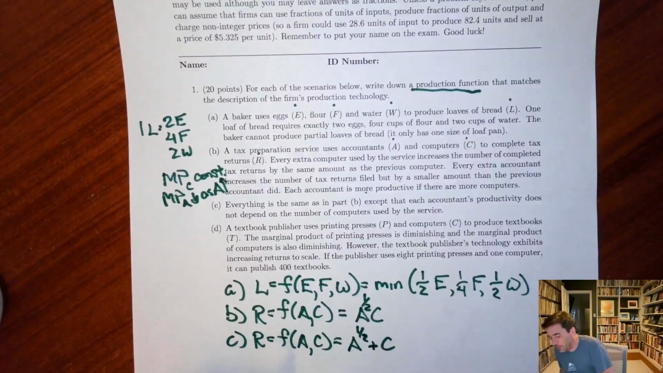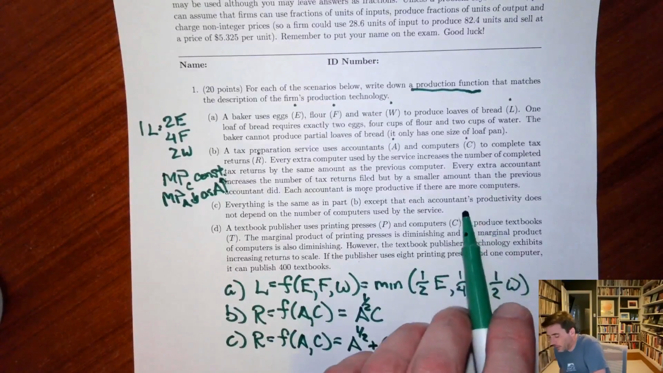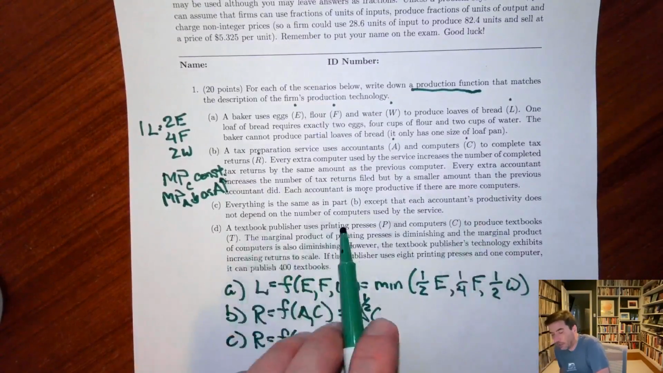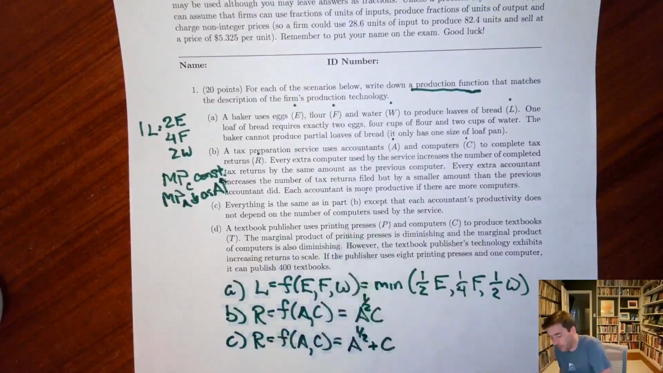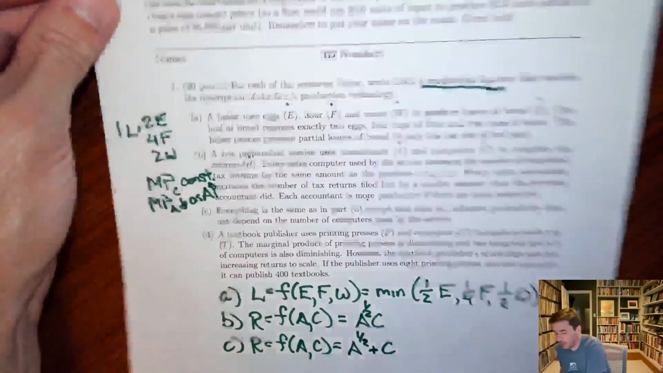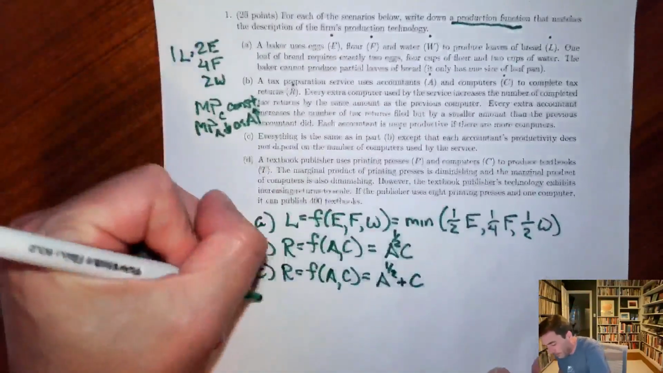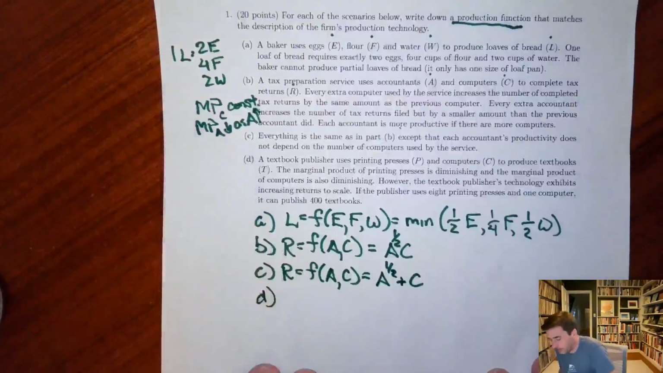When I take the derivative of this function with respect to A to get the marginal product of A, that C is going to disappear. That's how each account's productivity is not going to depend on C, the number of computers. All right. And finally, part D here.